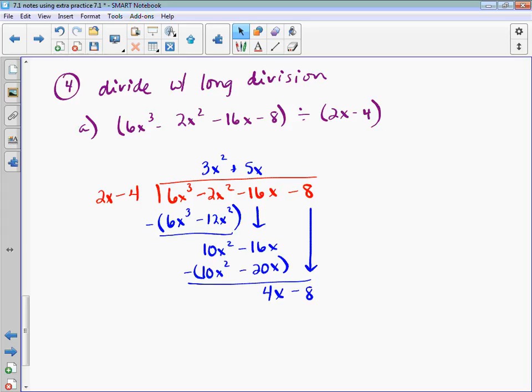All right, what do I take 2x times to get 4x? 2. Then I multiply. So 2 times 2x is 4x. 2 times -4 is -8. When I subtract, what do I get? Nothing, right? 0? Okay, that means there's no remainder. When you divide, this is your final answer. Okay?